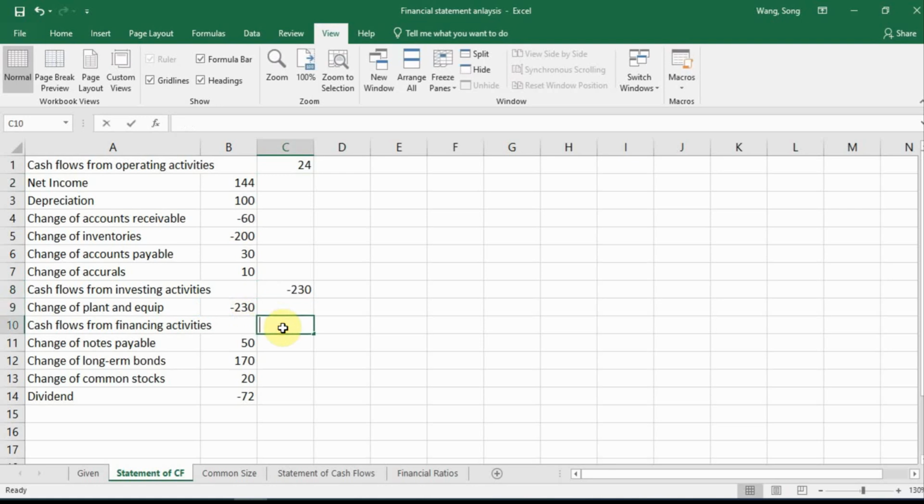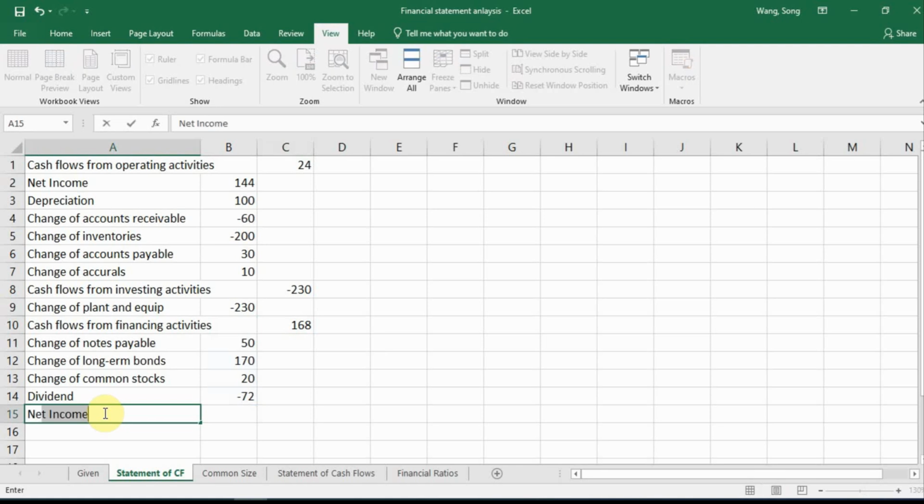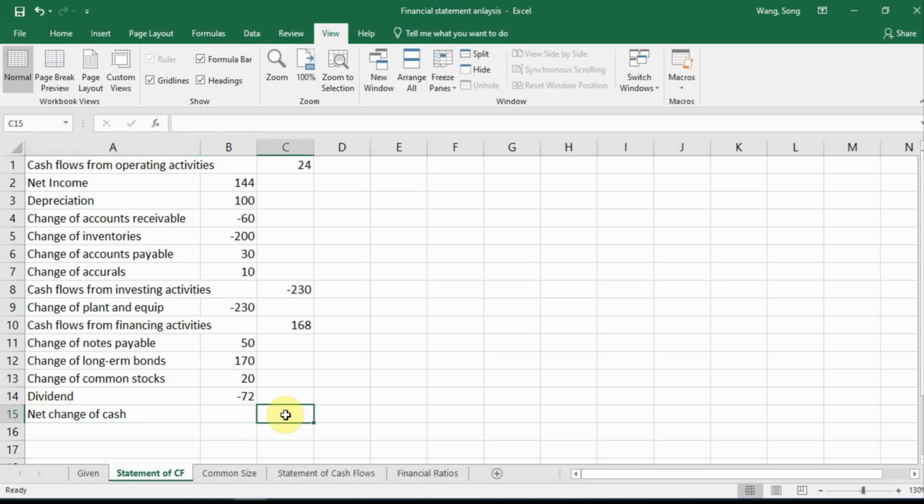Start with the equal sign, then sum, standing for summation. And then I'm going to get the grand total, which is the net change of cash, which is the summation of the three subtotals, 1 plus 2 plus 3. Negative 38. And then the rest of your job would just be formatting.